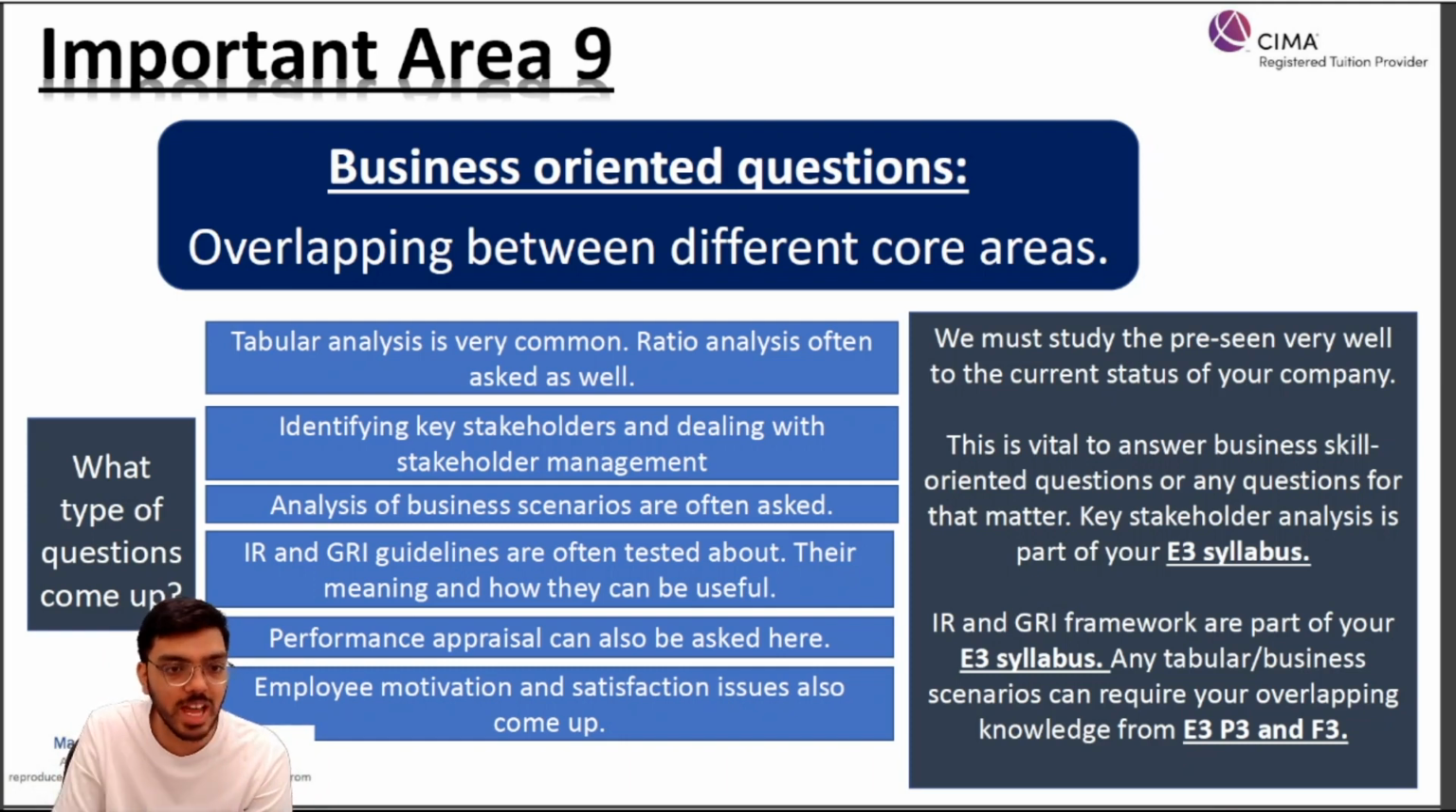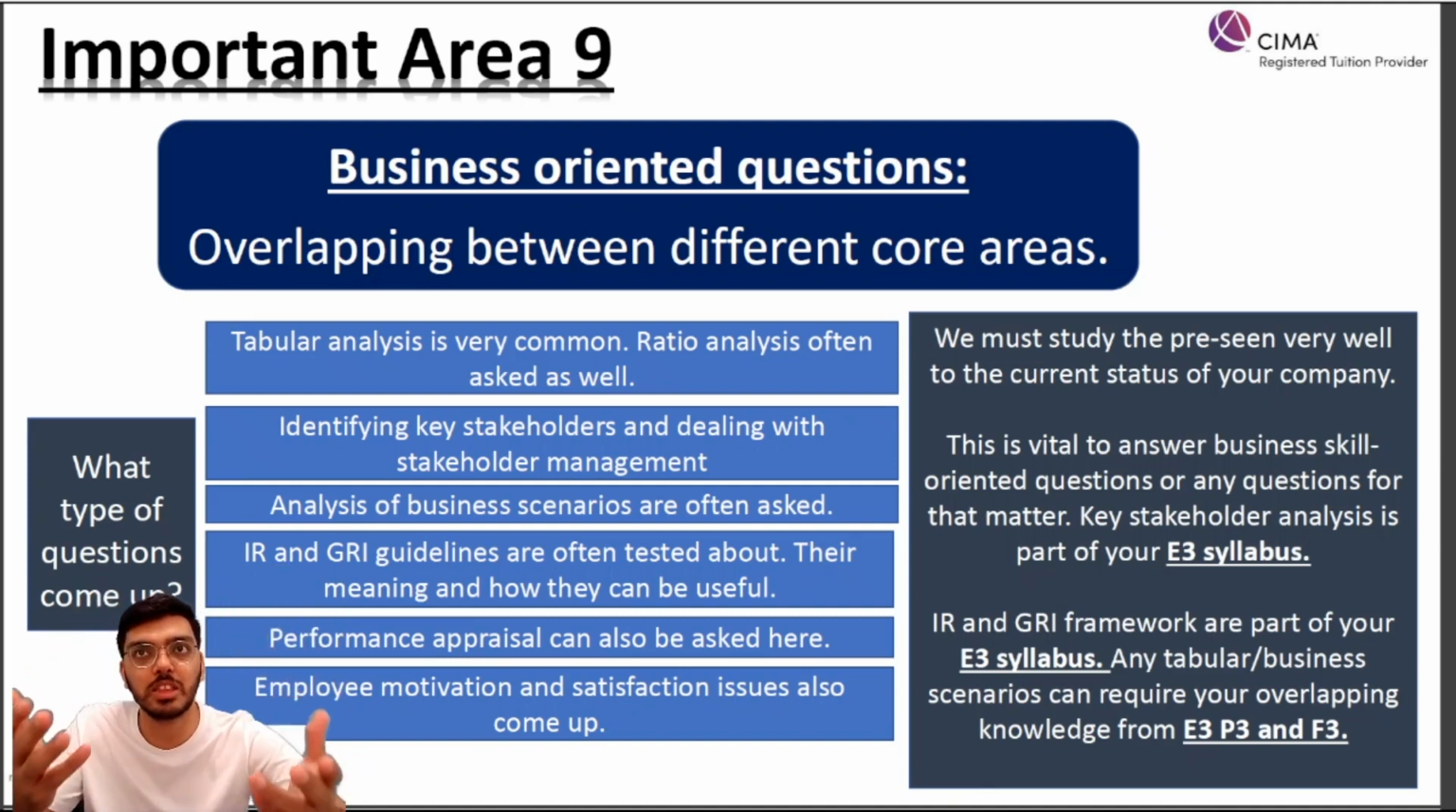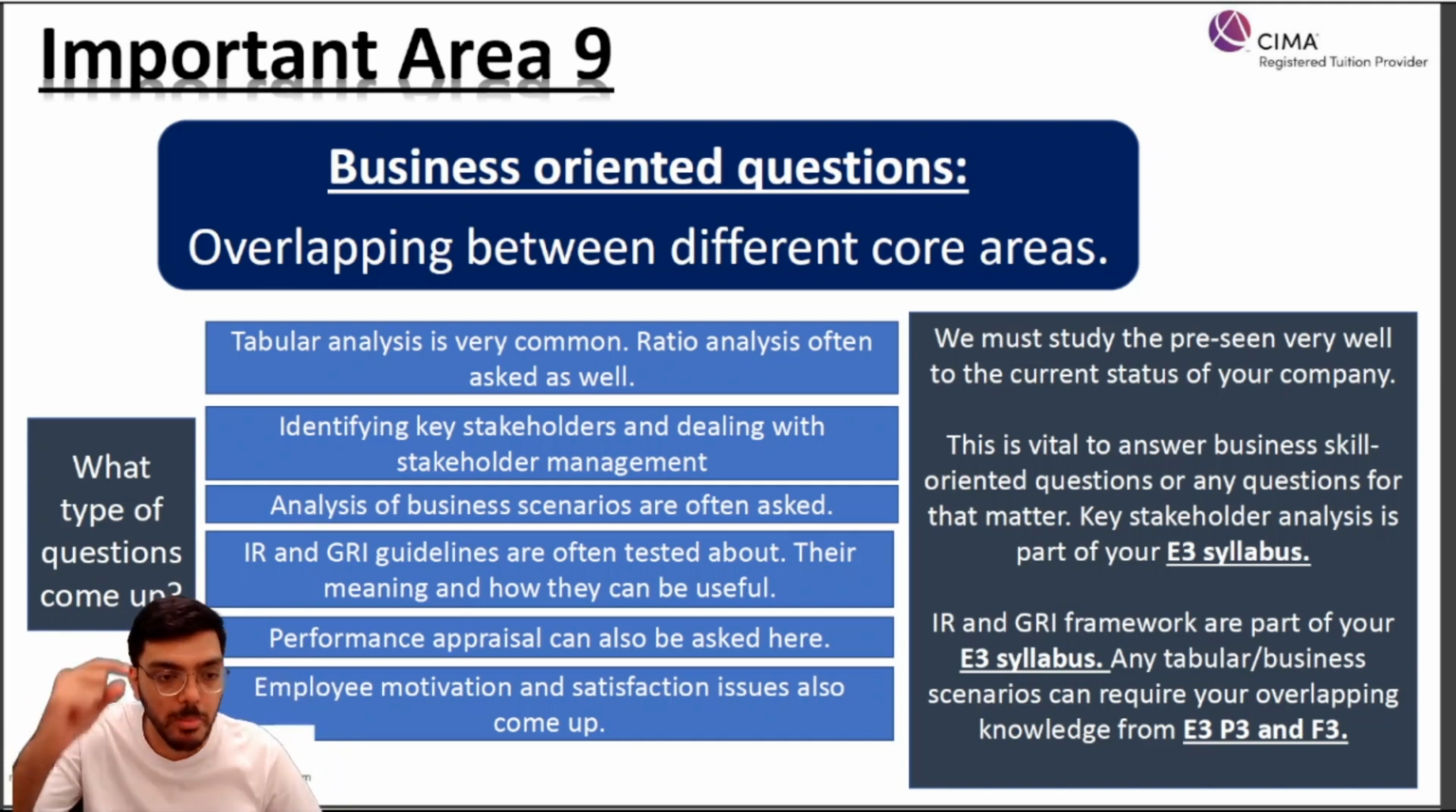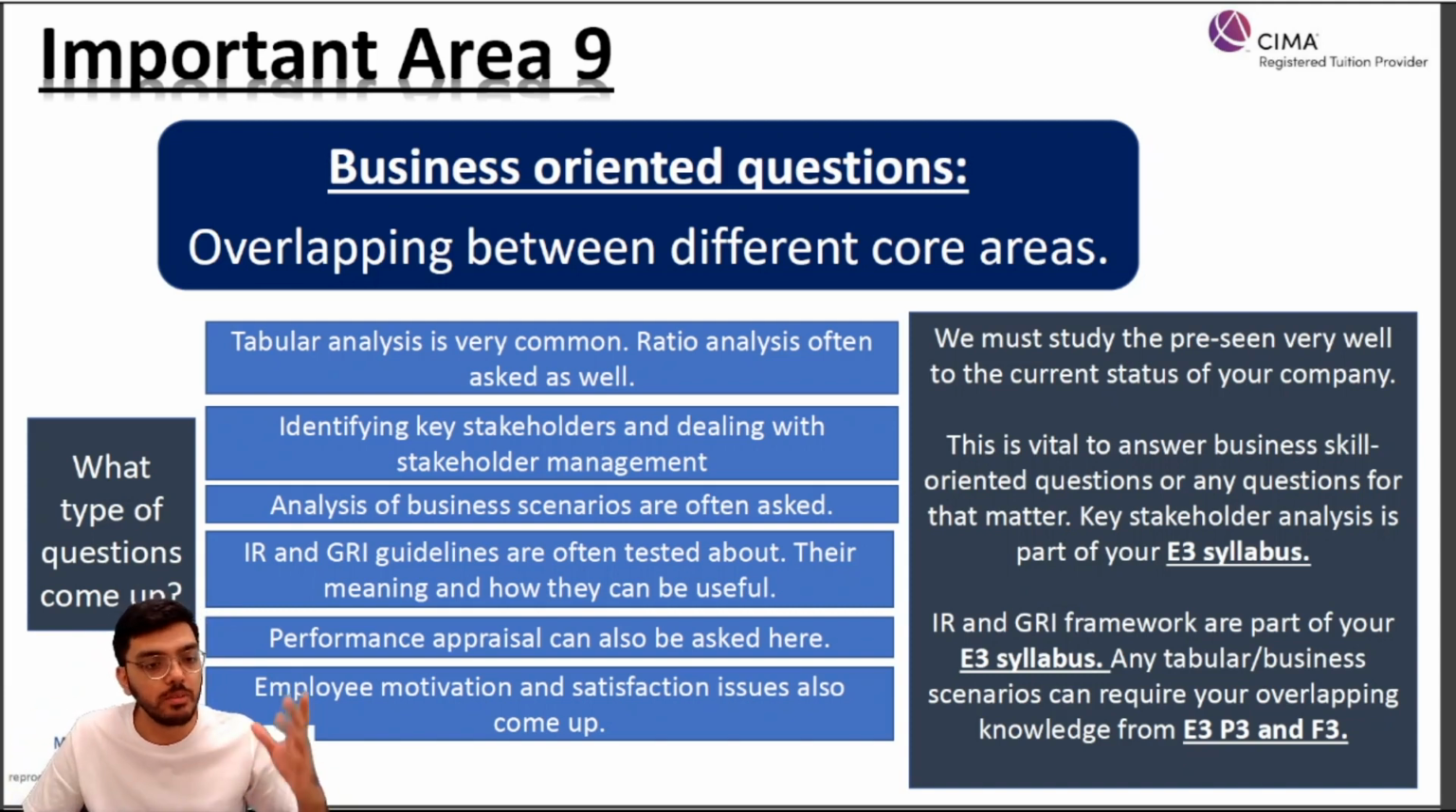Key stakeholder analysis is part of the E3 syllabus. IR and GRI are, again, part of the E3 syllabus. Tabular analysis can ask you knowledge from different areas of E3, P3 and F3. But at the end of the day, it's reading the question, analyzing the question, and then giving an answer, which your mind will be trained to do once you have done 25 mock questions with us. That is what we make our students do.